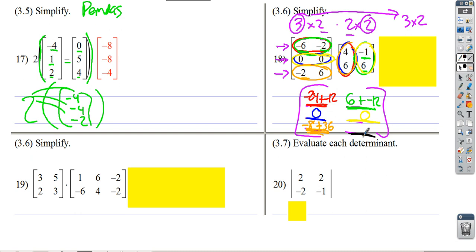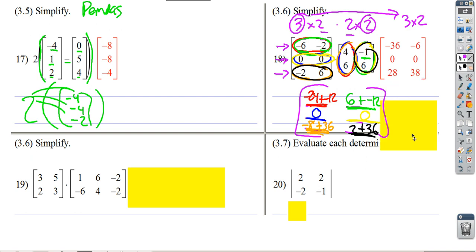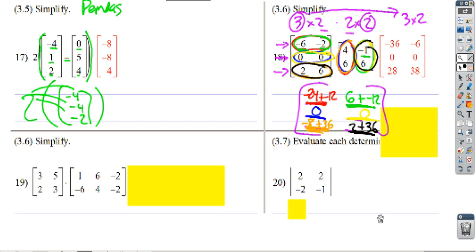This is third row, second column. So there's the third row, there's the second column. Negative 2 times negative 1 is 2. 6 times 6 is 36. Now all we need to do is add these together. Okay, so the top one, negative 24 plus negative 12 is negative 36, and 6 plus negative 12 is negative 6. Those should both be 0. And on the bottom, negative 8 plus 36 is 28, and 2 plus 36 is 38.